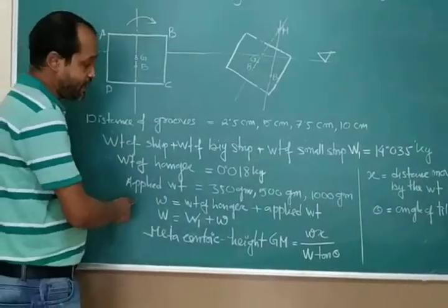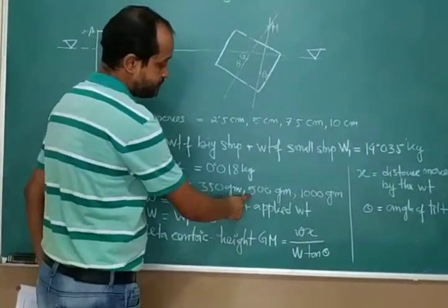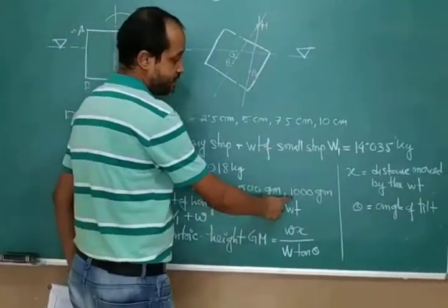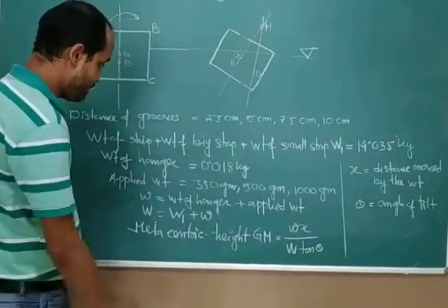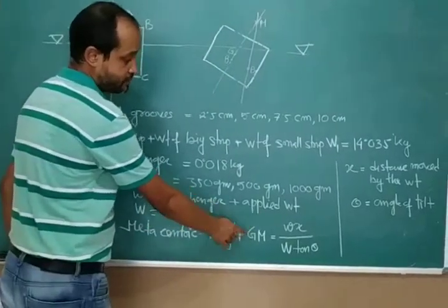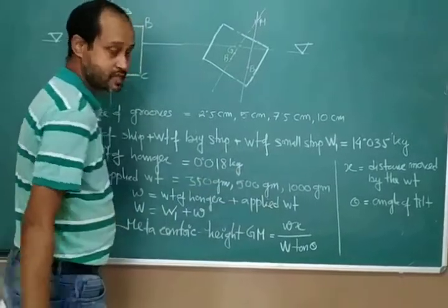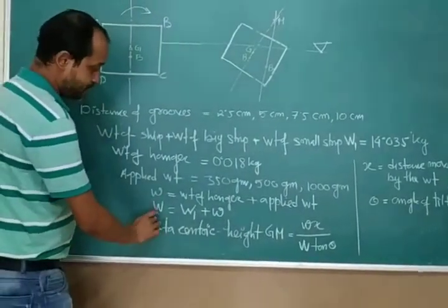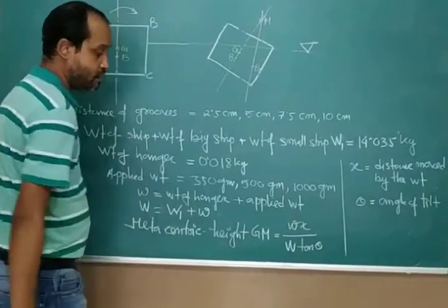Now here we apply loads of 350 gram, 500 gram and 1 kg or 1000 gram. Here small w is the weight of the hanger and the applied weight. This applied weight may be 350, 500 or 1000 gram. And capital W is equal to W1 plus small w.